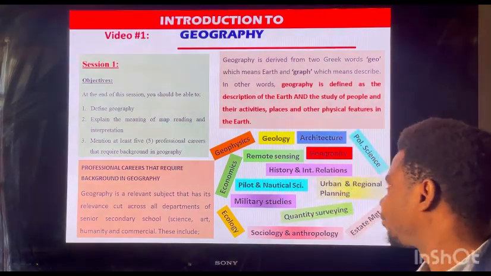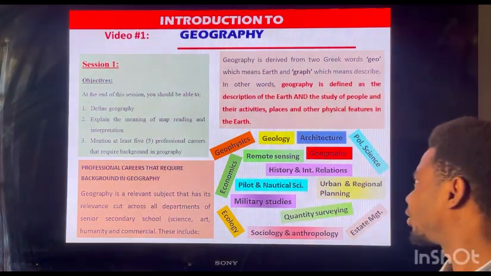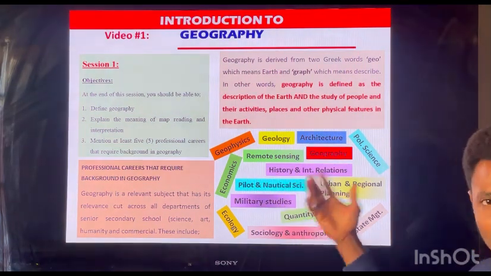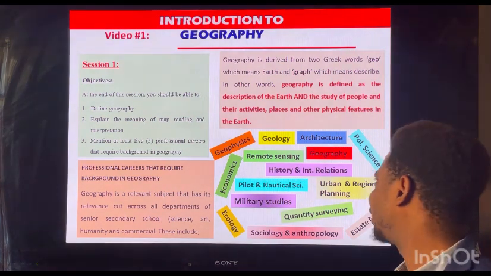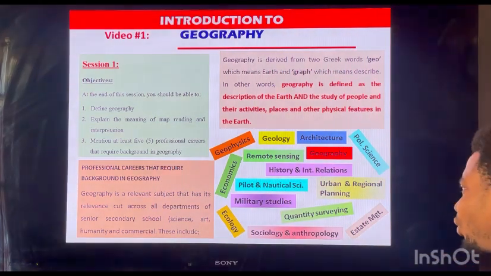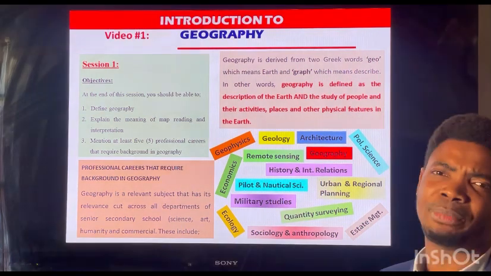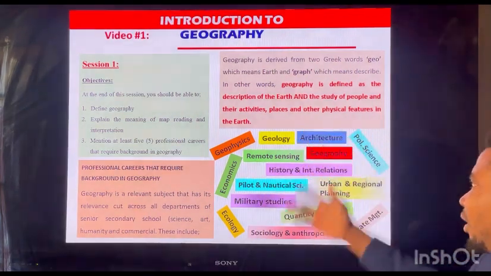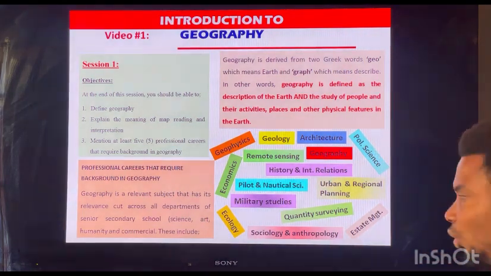So what are the career professions that require background in geography? You can have it here. We have geophysics, we have geology, we have architecture, remote sensing, economics, history and international relations. We have nautical science, pilot, military studies, ecology, sociology, estate management, quantity surveying, urban and regional development, etc. So you can have all these professional careers as they require background in geography.